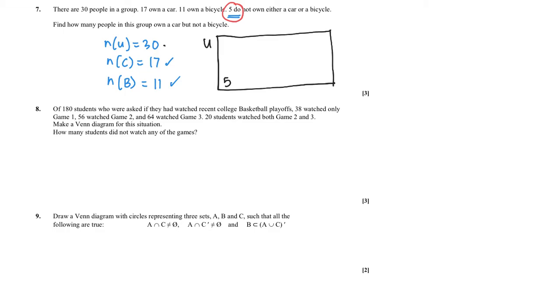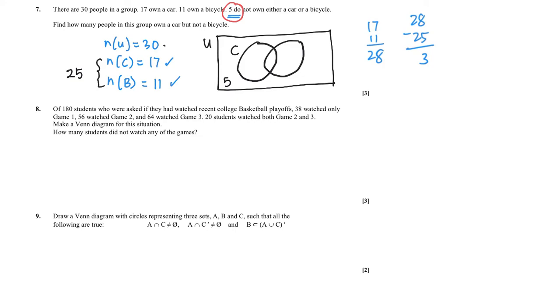Okay, let's do some calculation here. From 30, if 5 is taken out, the balance should be 25. Car and bicycle should make up 25. But we see that 17 and 11 is 28. So 28 subtract 25 is 3. 3 means this owns both. Okay, so let's continue drawing. This is car and bicycle, right? Car and bicycle, and then 3 in the middle.